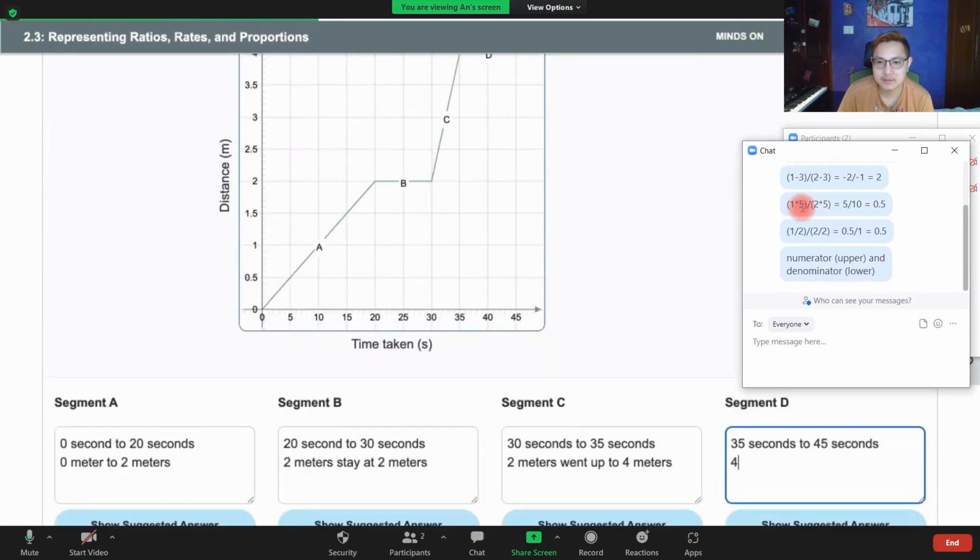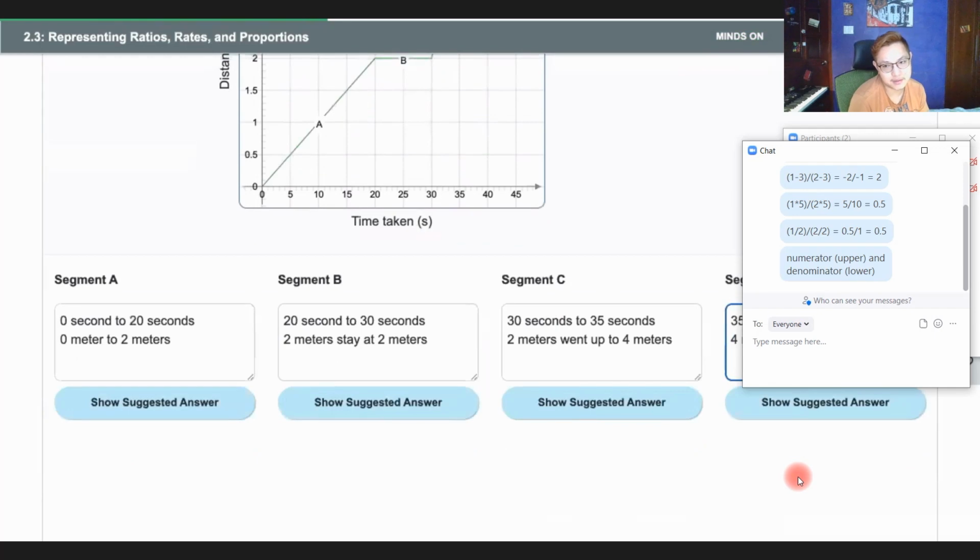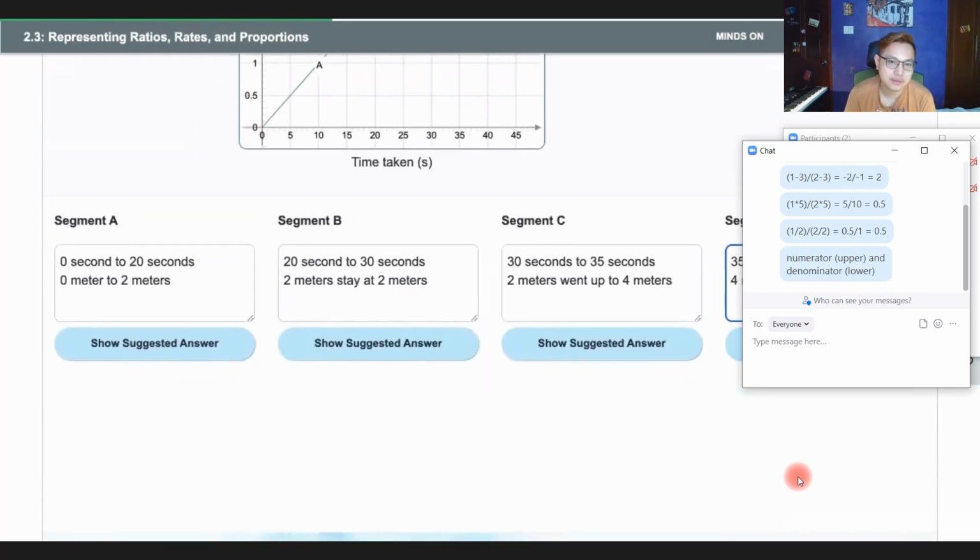The 4 meters remain the same, right? Or you can say that it remains unchanged. So it means that it doesn't change, it remains unchanged.